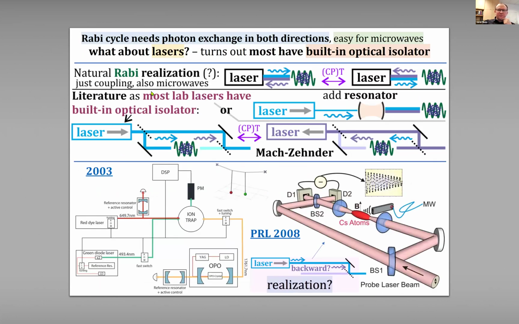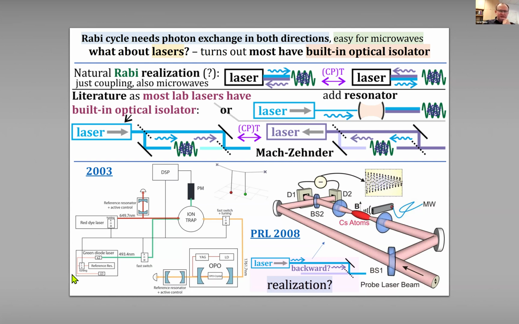Okay, so to get a Rabi cycle with lasers, we could naively do it directly like here. However, I have checked the literature and they don't do it. So I suspect that the problem is that usually lasers have a built-in optical isolator. So it blocks the paths of photons from the target back to the laser. So if you block it, there is some problem. And looking for articles, I have found two ways that they go around this problem.